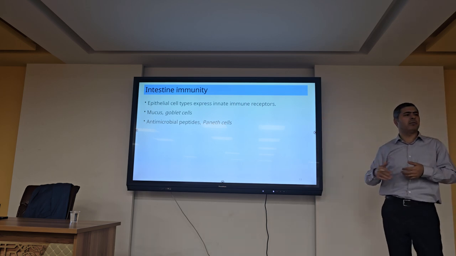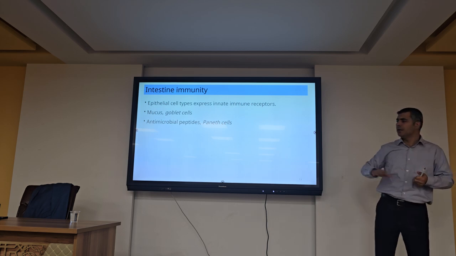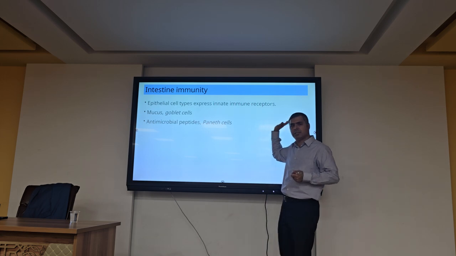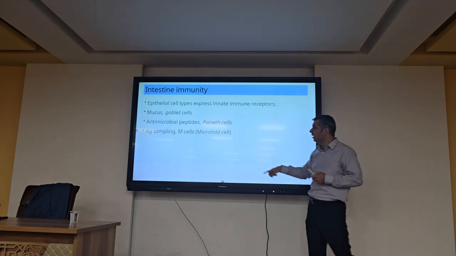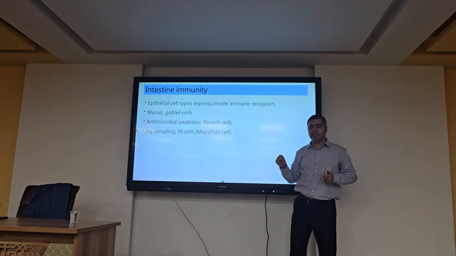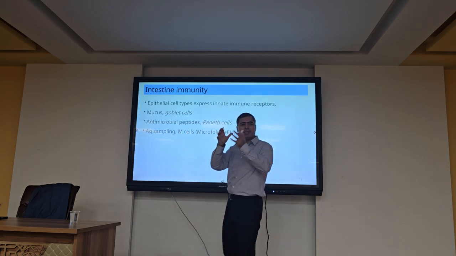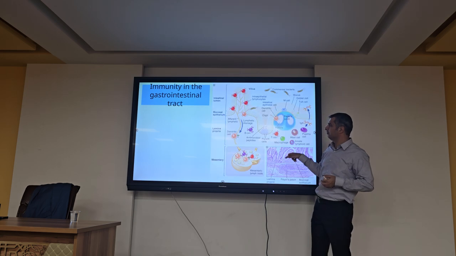We have different kinds of antimicrobial peptides for different kinds of microorganisms. They are produced mainly by Paneth cells, and some other cells can produce them, like neutrophils and macrophages. And some specialized epithelial cells sample the antigen of the barriers. I'll talk about it in next slides.